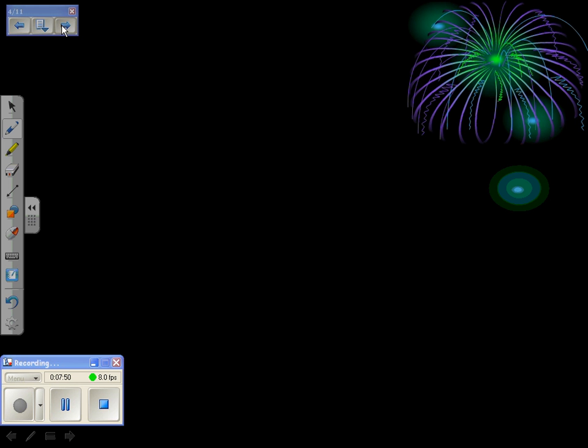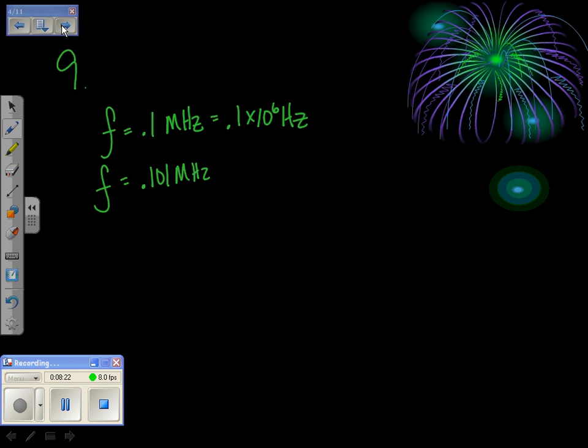Number 9 has a sonar detector, and our sonar detector works by bouncing a high frequency sound wave of about 0.1 megahertz. Okay, so that's a frequency. Let's just write it down as 0.1 megahertz, which is really 0.1 times 10 to the 6th hertz. We have a second frequency of 0.101 megahertz, which is 0.101 times 10 to the 6th hertz.